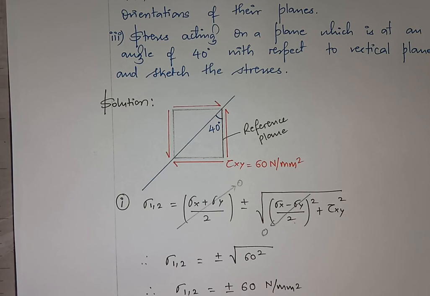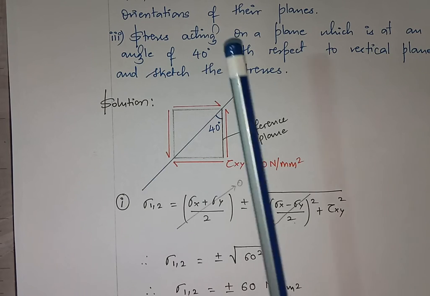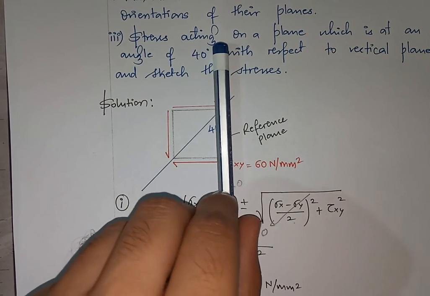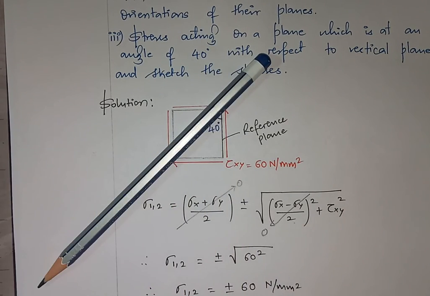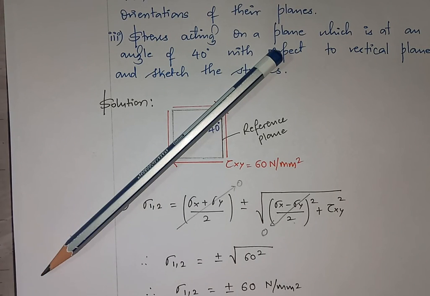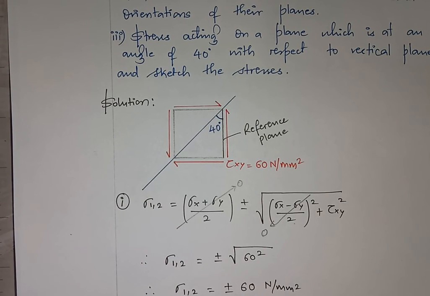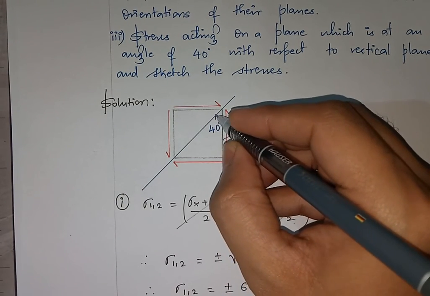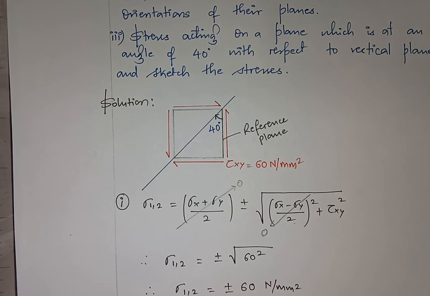Why I should take it as positive? The reason is simple. This is my reference plane. If I rotate this up to this point, it becomes my oblique plane, right? So in what direction I am rotating, that is important. I am going to rotate this in this direction. I have also shown the arrow mark, right? So that is clockwise direction. So clockwise theta is positive and shear stress on this plane is negative, right?